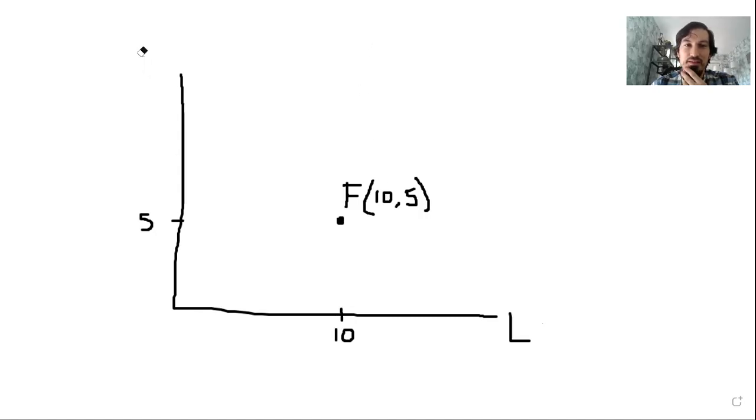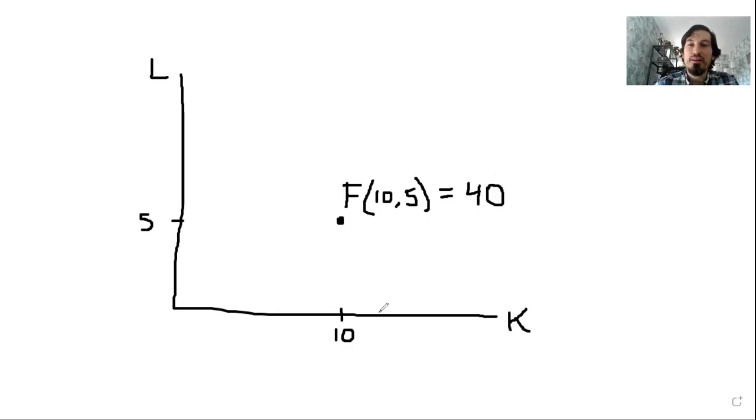Can't have it both ways. I'm going to do it. I'm going to put K on this axis just because I want K to be first, because that's how I'm used to seeing it, F of K and L. So what is a production function? It says, given 10 units of capital and 5 units of labor, I get some quantity of output. Maybe the quantity is, let's say, 40.